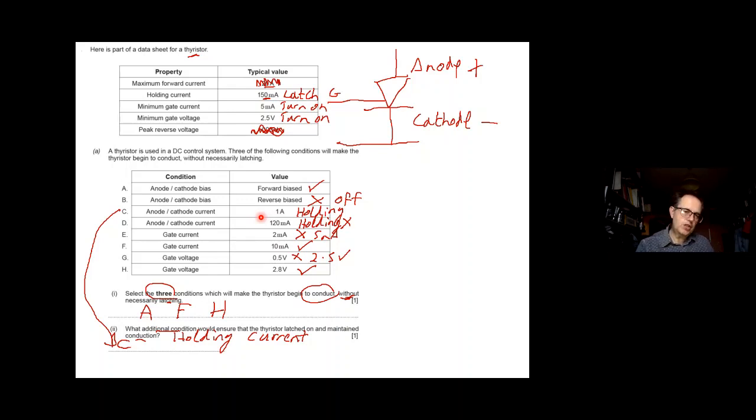So there's a couple of questions there they can ask, like in exams. As I said, what are the conditions? Okay, first of all, you've got to have minimum gate current. You've got to have a gate voltage big enough, and you've got to have an anode which is positive compared to the cathode in order to switch on. And then once it's switched on, it latches as long as you've got that holding current.